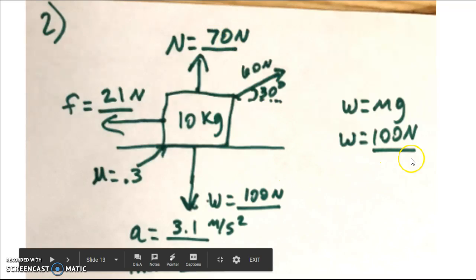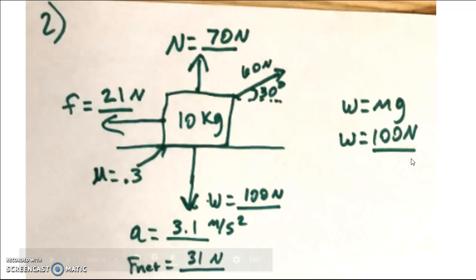Now if you look, this is everything filled in. You've got the normal force of 70 newtons. This is back to your original picture. The frictional force is 21. The weight is 100 newtons, and then the net force was 31 newtons, and the acceleration was 3.1 meters per second squared.